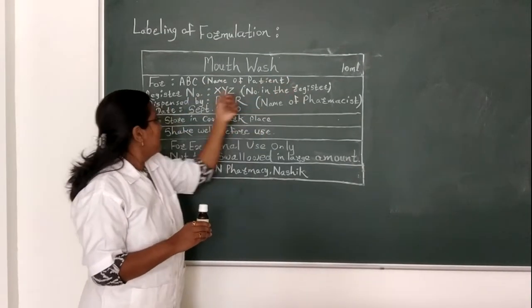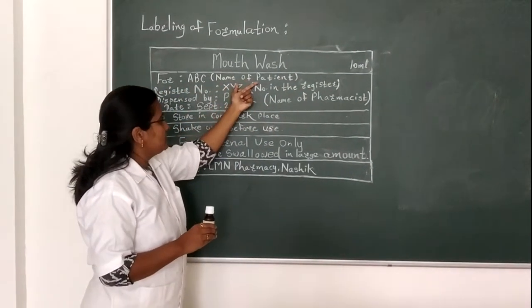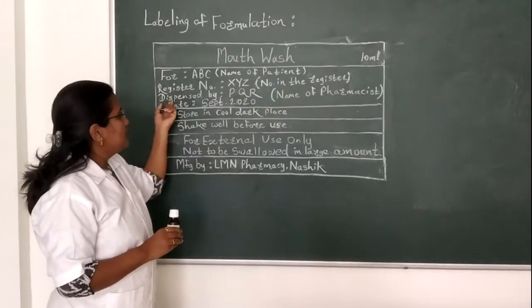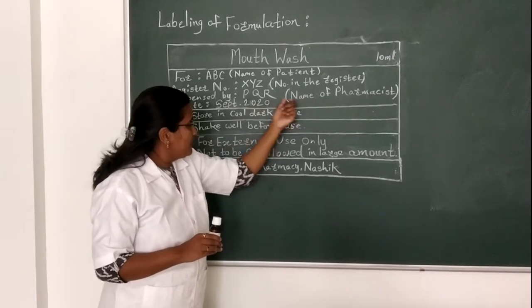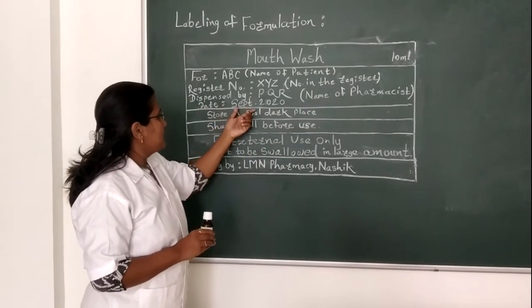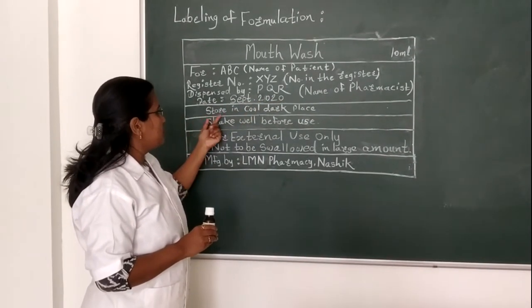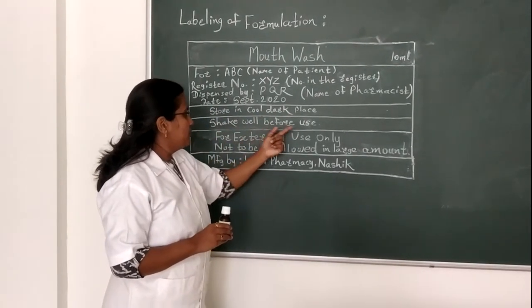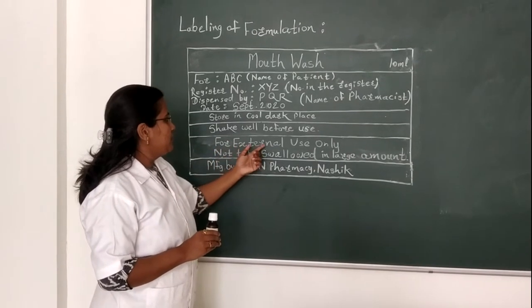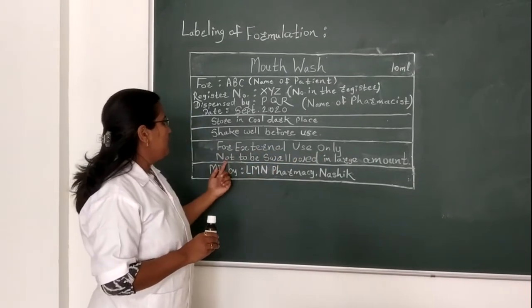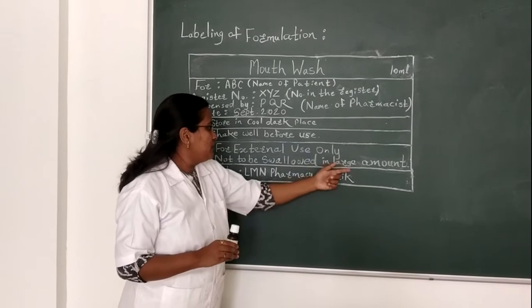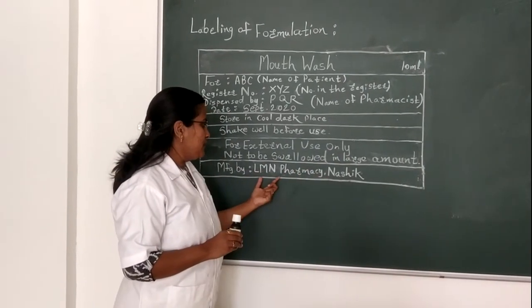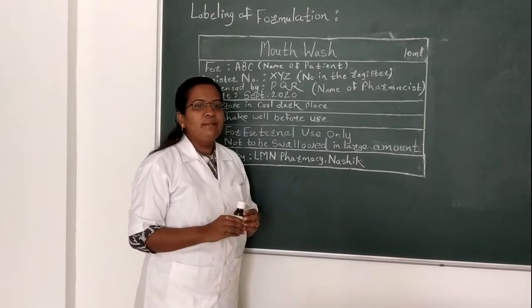Mouthwash 10 ml. For ABC, that is the name of the patient, register number XYZ, the number given in the register, dispatched by PQR, meaning the name of the pharmacist, date of manufacturing September 2020, storage: store in a cool and dark place. One more direction: shake well before using. Another direction for use: for external use only and not to be swallowed in large amount. Manufactured by Element Pharmacy Nashik. Here one can write the name of the pharmaceutical industry.